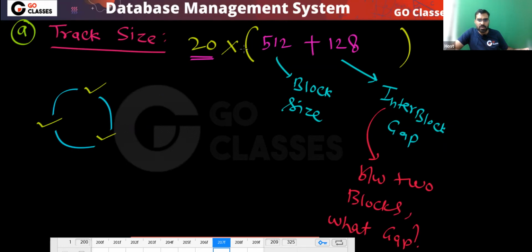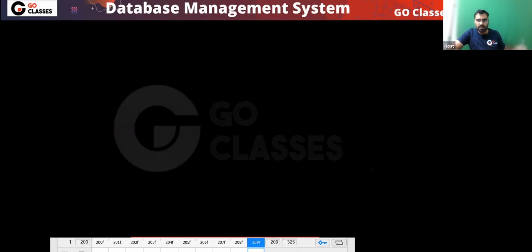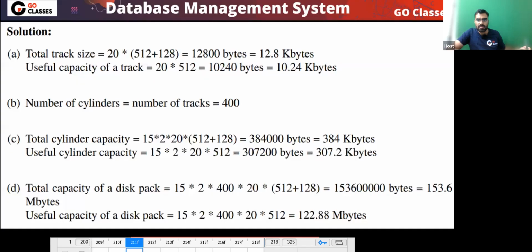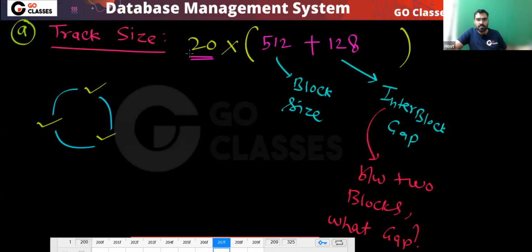Does anyone have any doubt? Let me know. There are 20 blocks, so there will be these many gaps. Is there any doubt? So, inter-block gap.